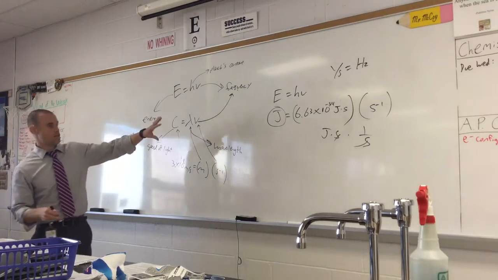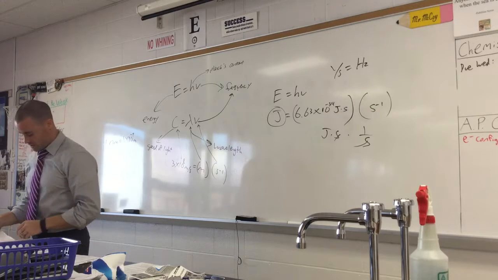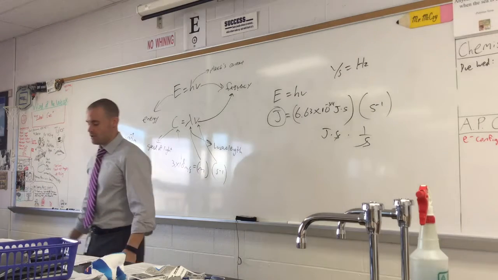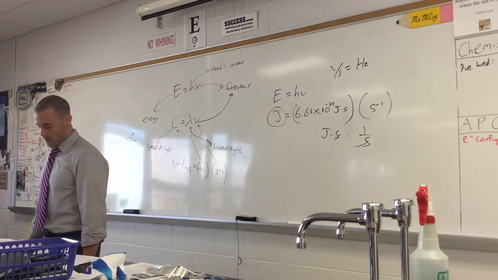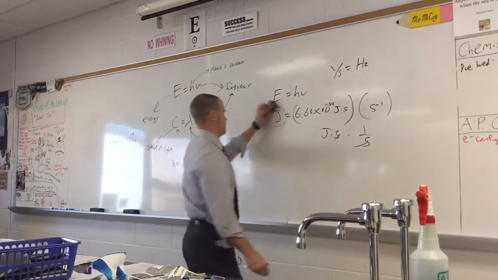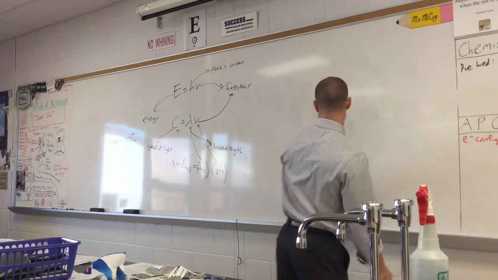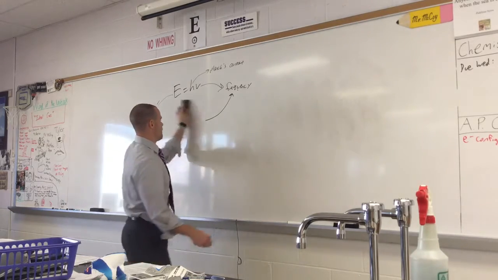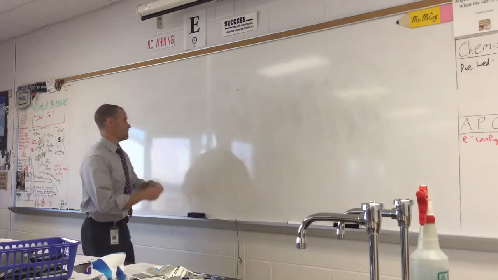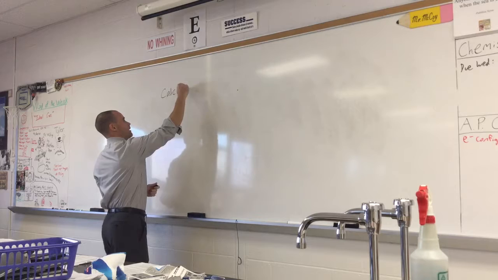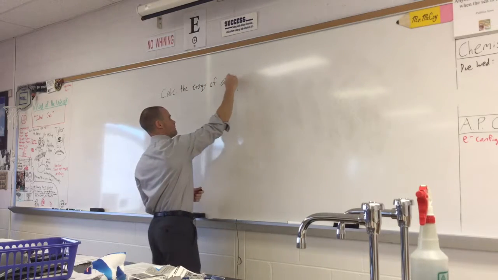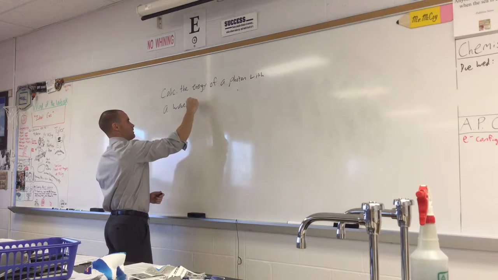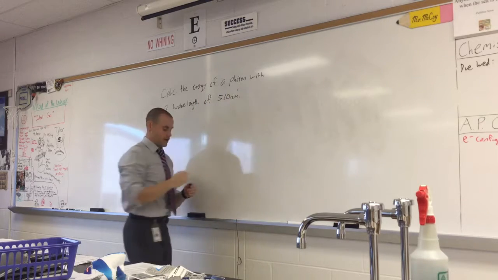All right. So again, what are these two used for? The energy associated with electron transitions. So let me give you a sample problem. We'll start off with a simple one, I guess. Calculate the energy of a photon with a wavelength of 510 nanometers.